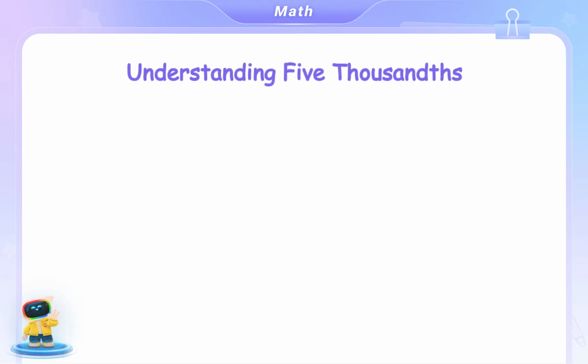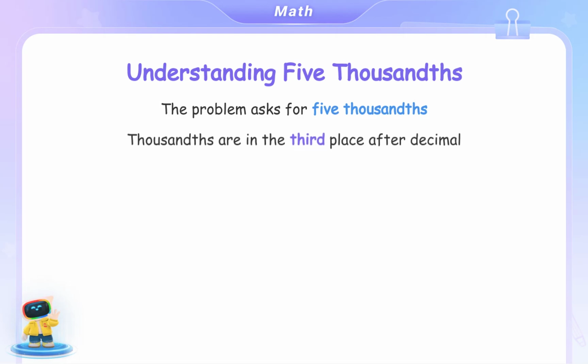Let's solve the problem, 5 thousandths. We know the thousandths place is the third place to the right of the decimal. So, we put a 5 in that spot, with zeros in the tenths and hundredths places as placeholders, giving us 0.005. Looking at our options, we can see that D, 0.005, is the correct answer.